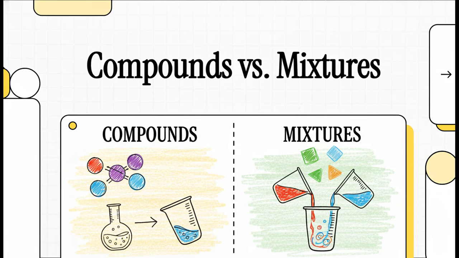Hey there! Have you ever just stopped and wondered how all the, well, stuff around us is actually put together? It turns out everything, from the air we're breathing right now to the water in our glass, is either a compound or a mixture. But what does that even mean? What's the real difference? Well, that's exactly what we're going to figure out.